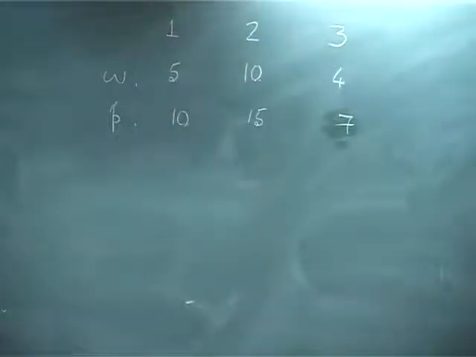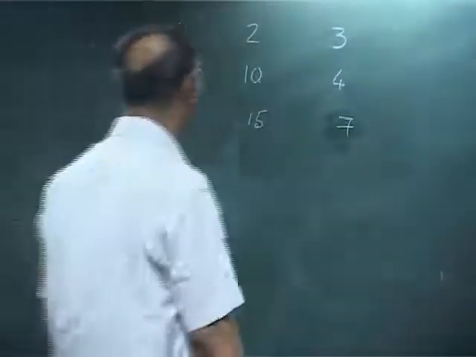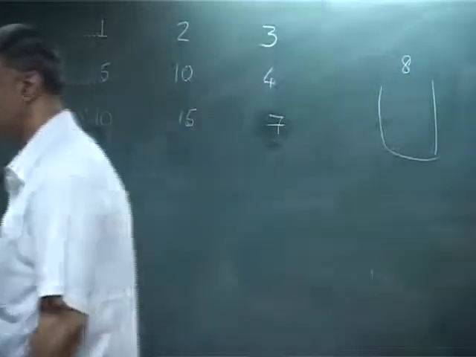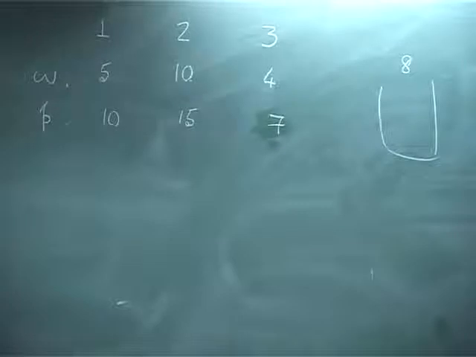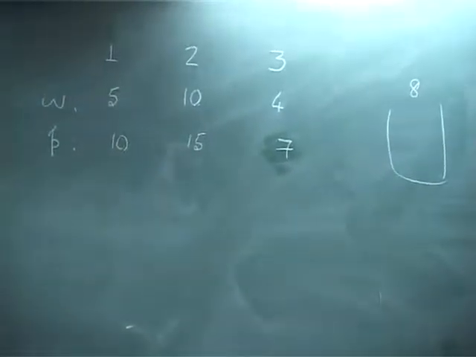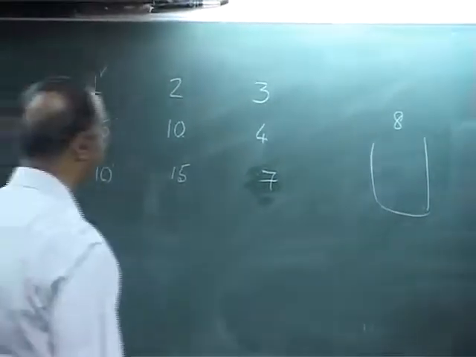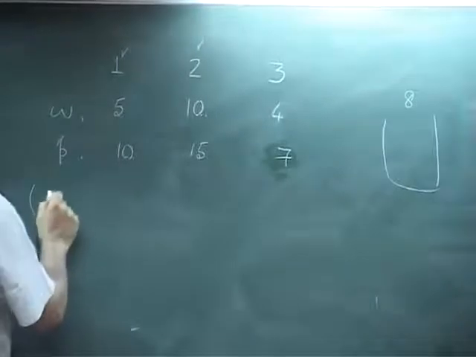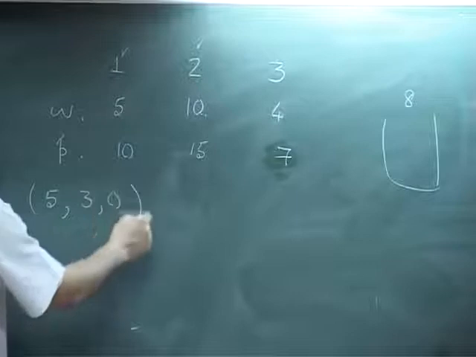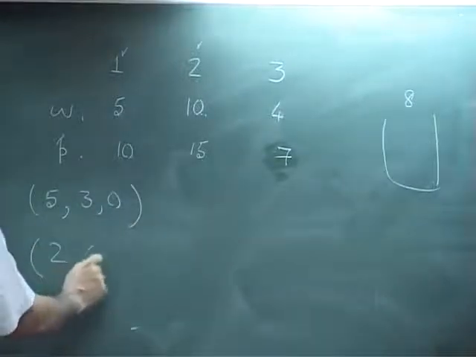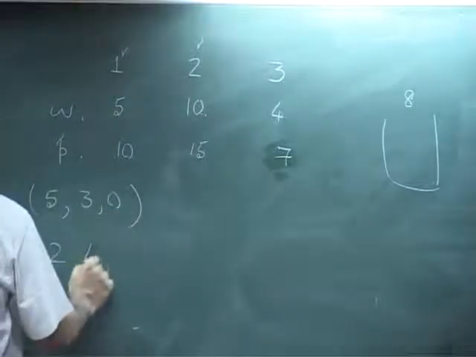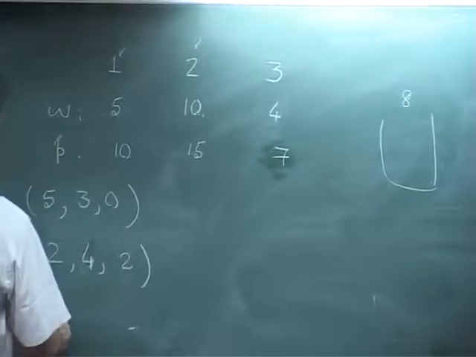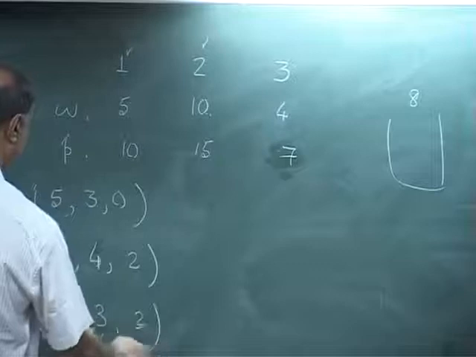Now I have a capacity of, say, 8. How to select these 8 units of material? One possible way is that I select item 1 completely and 3 units from item 2. That means 5, 3, and 0. Another can be 2, 4, 2, maybe one possibility. Another possibility could be 3, 3, 2, and so on.